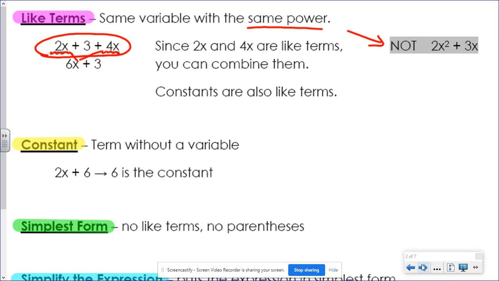So back to this thing with these exponents. If I have 2x squared and just a 3x, x squared and a regular x are different things. They don't go together. It's not going to be much of a big deal today, but I just want to make sure that you're aware that if there's an exponent on a variable, that's a different thing.